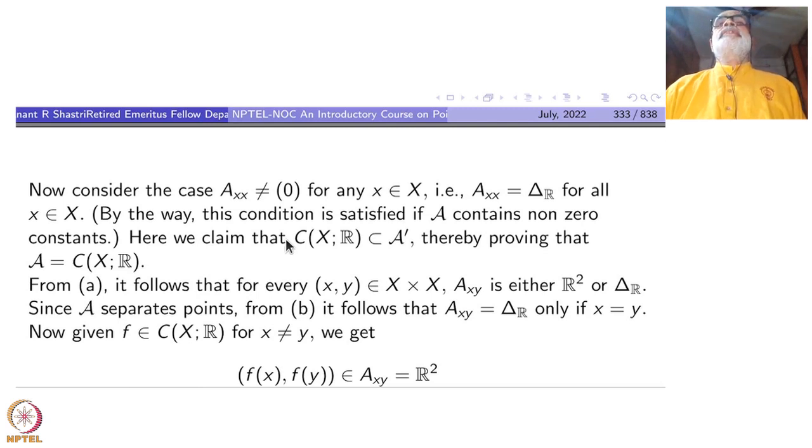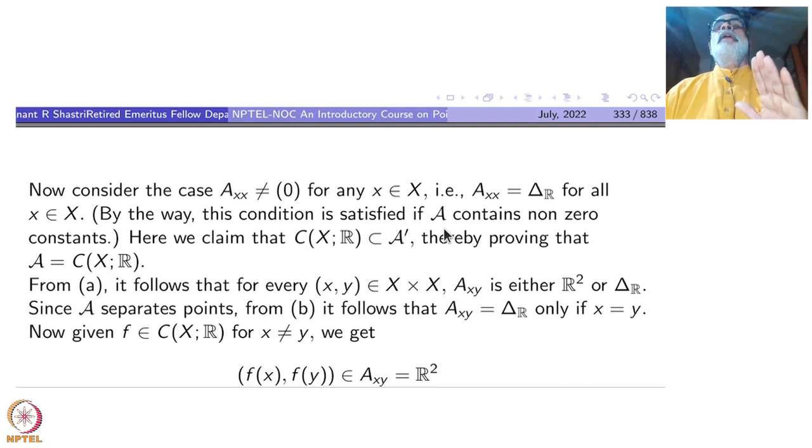where A_xx is not equal to 0 for any x. We just finished the proof for when there is one x naught for which A_{x naught x naught} is 0. Okay, that is one first assumption. Now we are in the assumption that A_xx is never 0, for any x. Then what is the choice? It must be delta R.